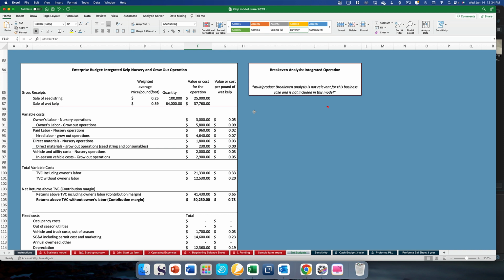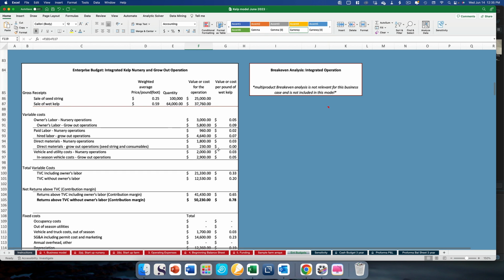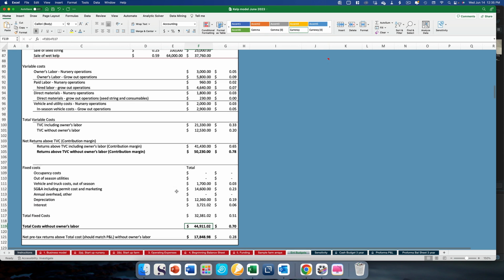And so we conduct the same kind of enterprise budget or contribution margin analysis that we did above, breaking out the fixed and variable costs, and having all variable costs for the entire operation here, which, including owner's labor, totals, in our case, 21,000. Without owner's labor, it totals 12,000, etc. All of the fixed costs that we evaluated.